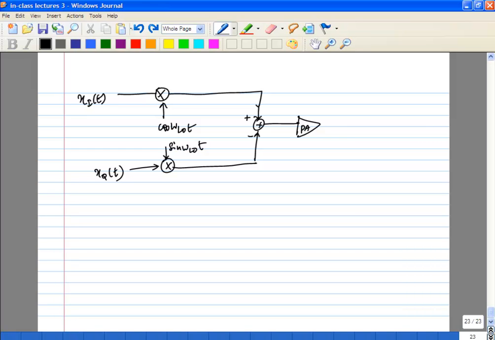So you have xi of t, xq of t, which are the baseband signals. You're going to send them through two sets of mixers. One mixer, you're going to mix xi of t with cos omega lo t, the other mixer you're going to mix xq of t with sin omega lo t, and then you're going to subtract the two to get the desired band pass signal. This goes through a PA. The PA is going to have some kind of matching network at the output because now you're going off chip, okay.